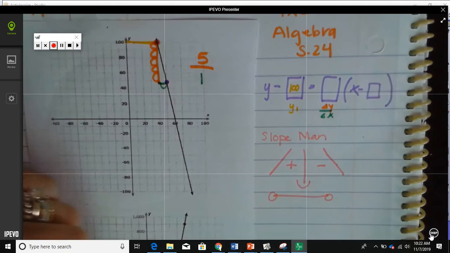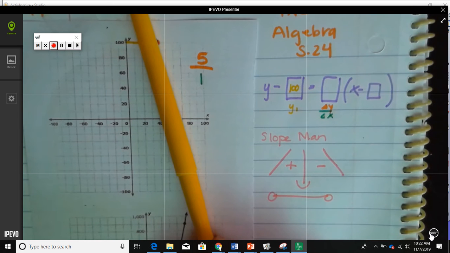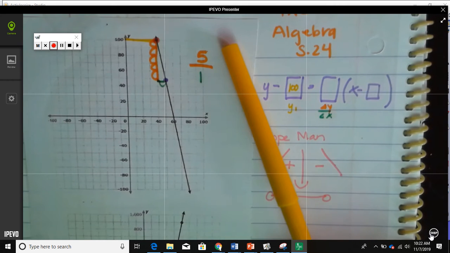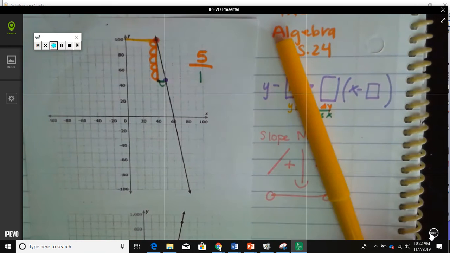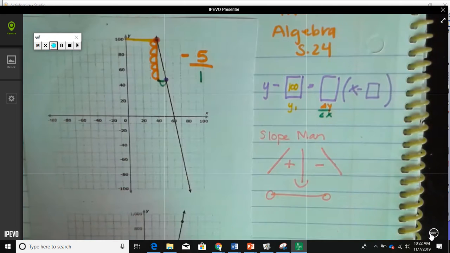So what you're going to do is this. You're going to put your pencil over the graph. So if I put my pencil over the graph like this, please do the same thing on your paper. Then you're going to check, does it look like the negative eyebrow or does it look like the positive eyebrow? Negative. It looks like the negative eyebrow like he was saying. So that's a negative 5 over 1.